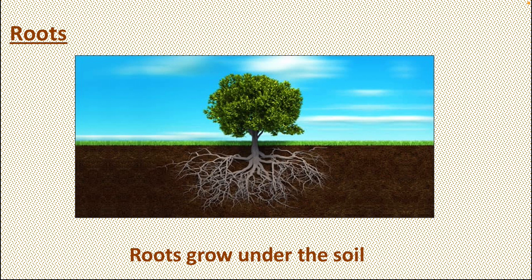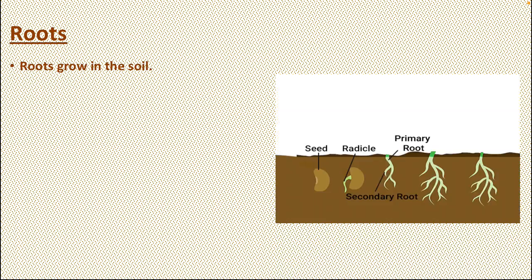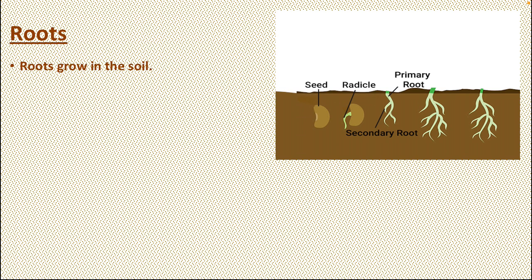So roots grow under the soil. There are some roots that grow above the soil, but mostly roots grow under the soil. They are usually hidden underground. Roots have several purposes we will read in this unit. They hold the plant in the ground and keep it upright. Can you see? Can you move that tree easily? No, because the roots hold that plant and keep it upright.